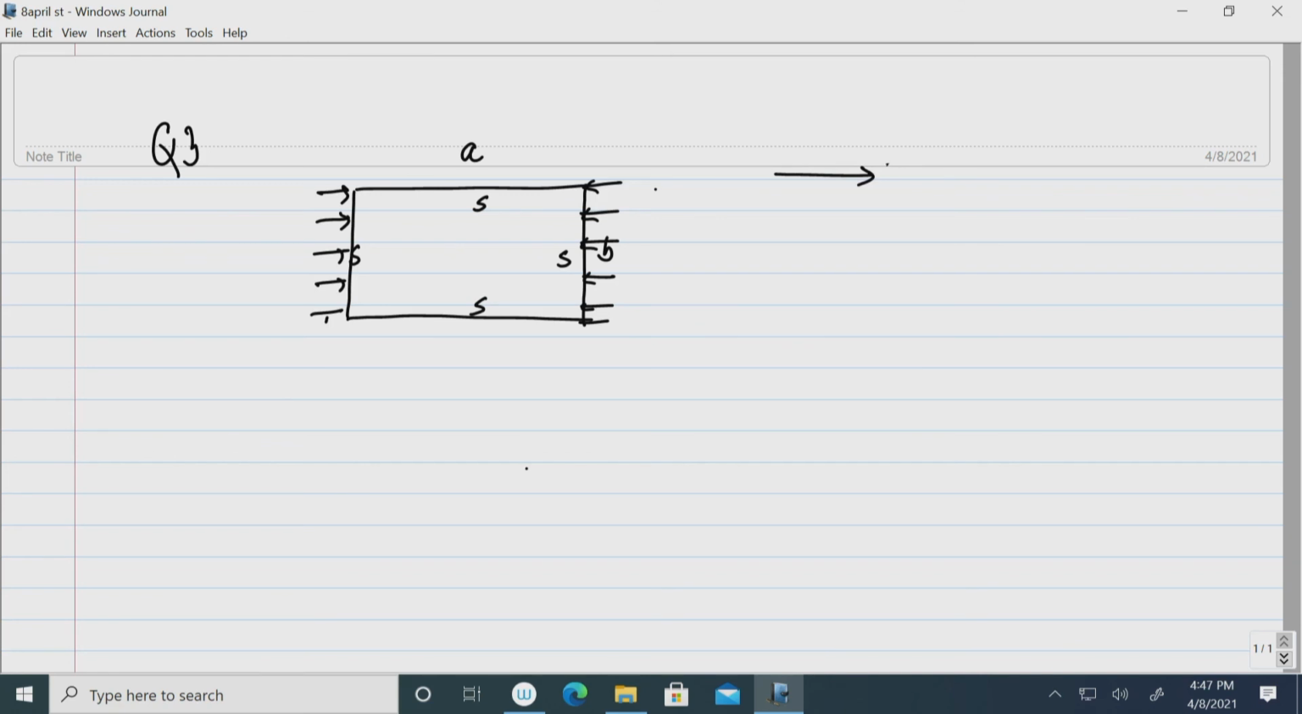So, this is our x axis and this is y axis, and also in the y direction this compression exists.